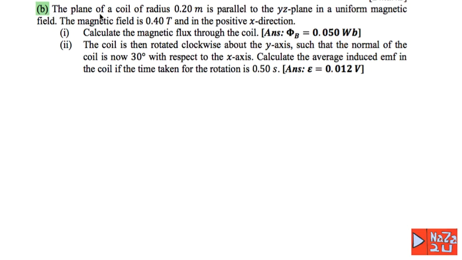Question B: the plane of the coil of radius 0.2 meter is parallel to the YZ plane in a uniform magnetic field. The magnetic field is 0.4 Tesla in the positive X direction. So you can draw the diagrams.